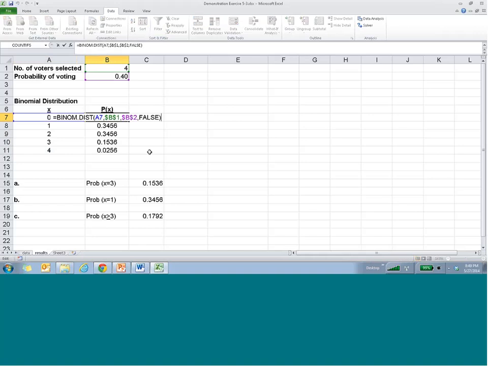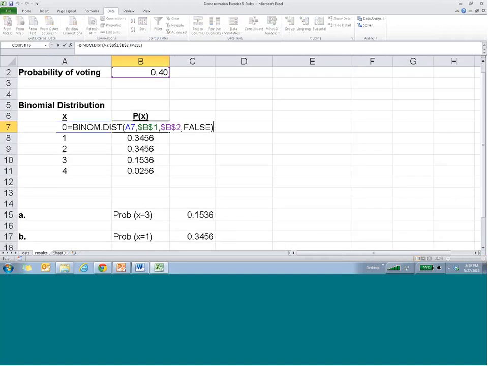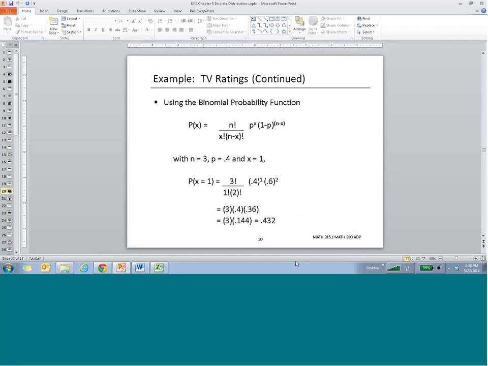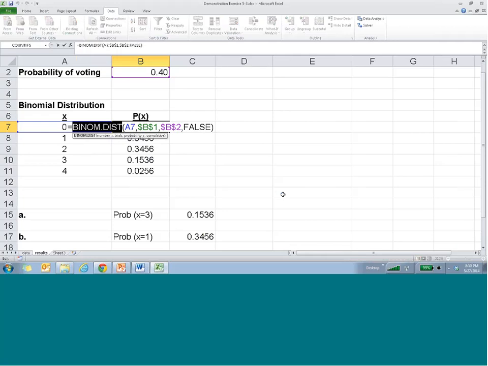Now, here's the cool thing. Instead of that big ugly formula that we had in the PowerPoint, see this right here? BINOM.DIST. Excel will do this ugly formula for you. Remember when we did the combinations and the permutations, you had to type into Excel equals FACT, open parenthesis, and so on. There is a function for binomial built into Excel. You don't have to type in all the factorials. So you just say binomial distribution, and then here it defines it for you.